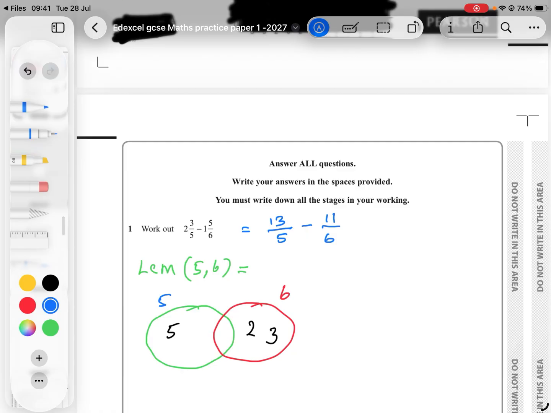The LCM is, you need to multiply all the numbers inside the 2 circles. So you can start from the smallest number, 2 times 3 times 5. So the LCM of 5 and 6 is 2 times 3 is 6, 6 times 5, 30.